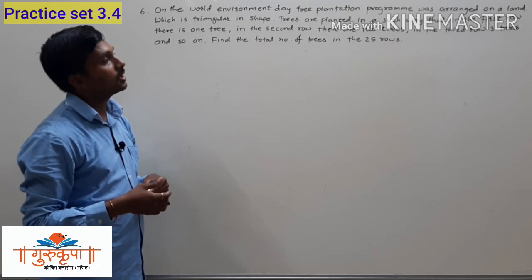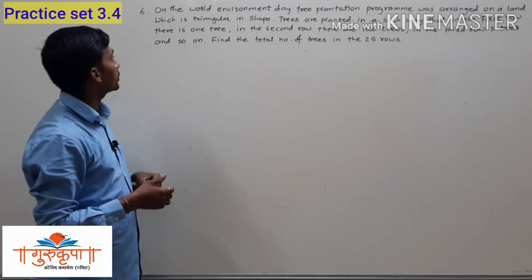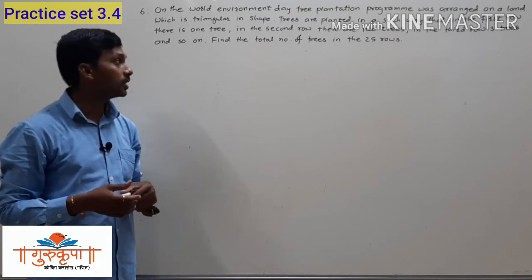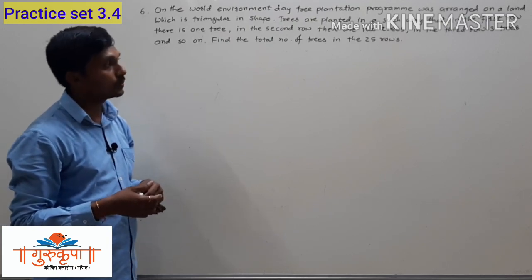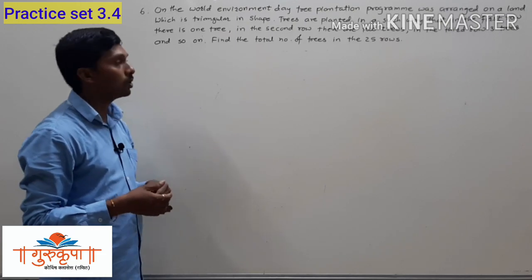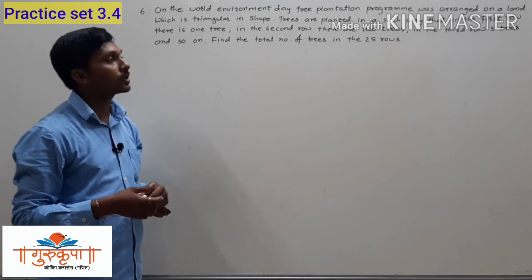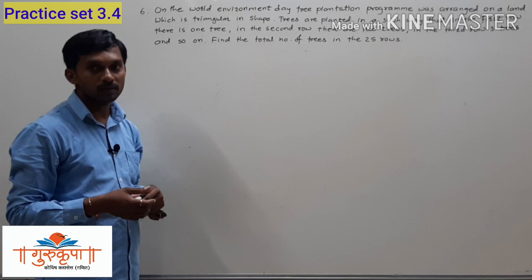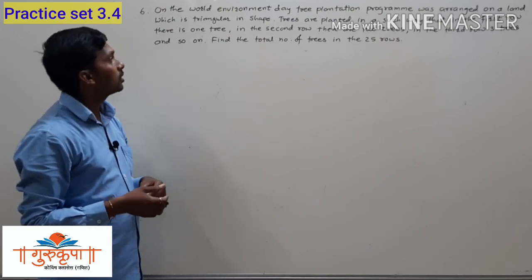Trees are planted in such a way that in the first row there is one tree, in the second row there are 2 trees, in the third row 3 trees, and so on. Find the total number of trees in the 25 rows.